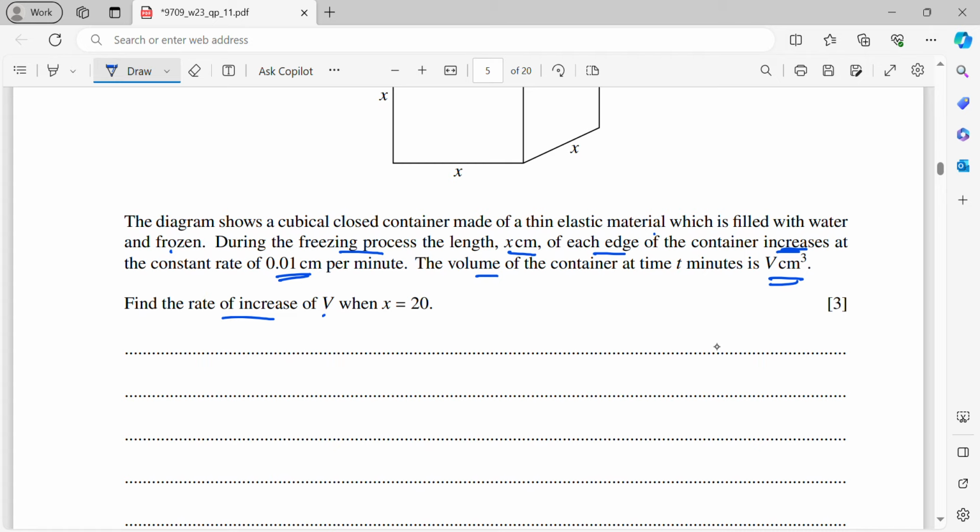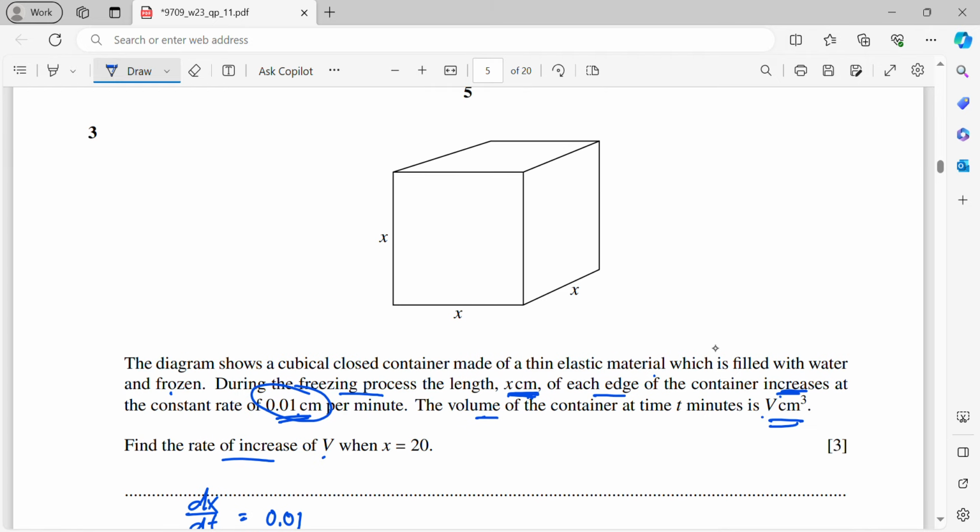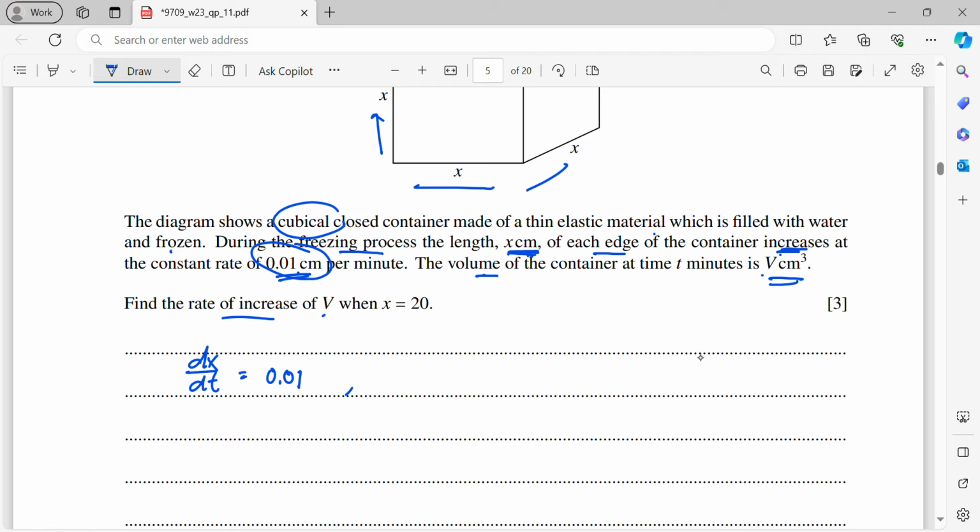So first of all, I will have to write down that 0.01 is the rate at which x increases. That means dx/dt is positive 0.01. And then the volume is V centimeter cubed. Since this is a cubical closed container, the volume is base area times height. That means it's x cubed. So from here, V is x cubed. And now you need to find the rate of increase of V, so you need to find dV/dt.